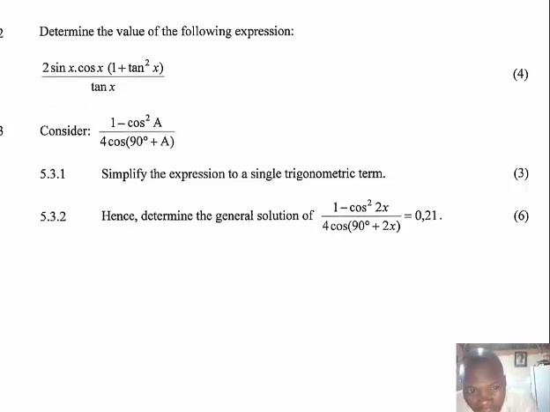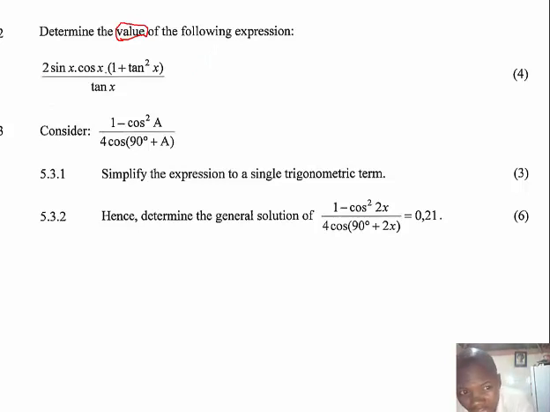Remember when you did functions? You learned about expressions as well as what is a function. Now, a function typically has an equal sign and an expression does not. So this is an expression. It says you must determine the value of this expression, meaning that by the end of this, you will have a number, which is a value. So this is a key word right here, determining the value of the expression. It says 4 marks.